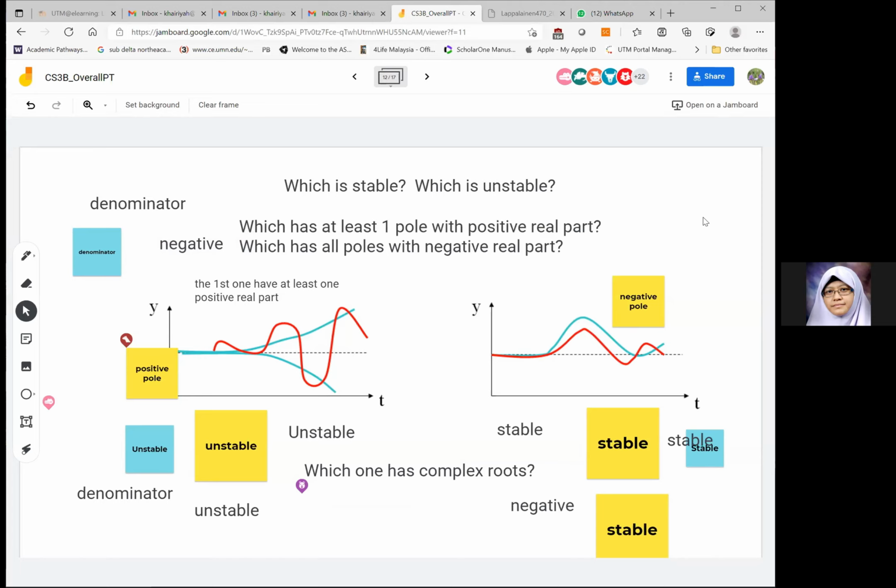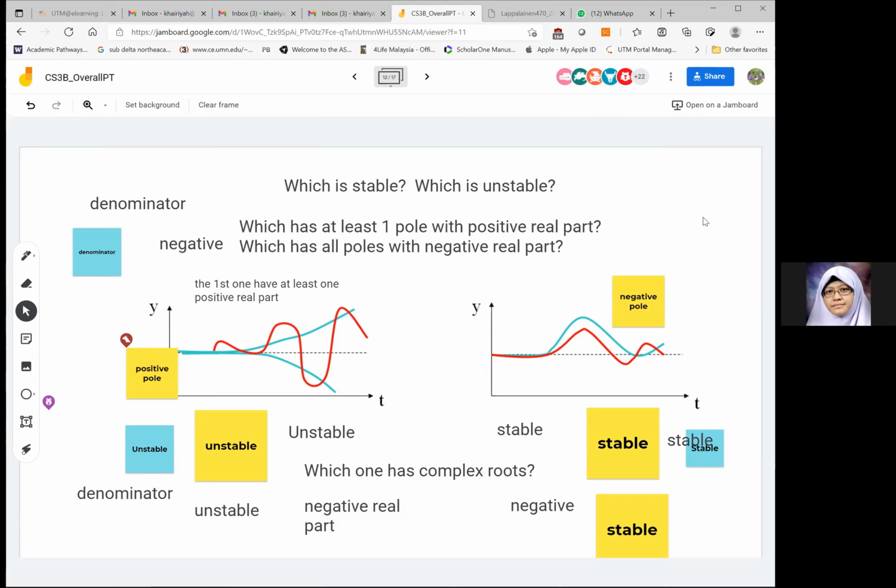Okay, so the poles must be negative. Yes, correct. Good, Ain. So the poles must be negative for it to be stable. The real part must be negative. Okay, very good. Very happy to see that you're able to understand this.